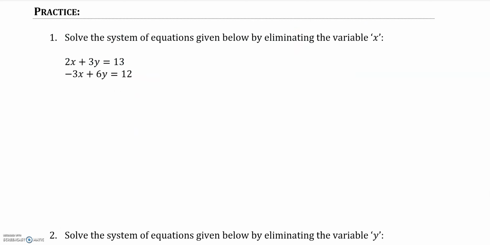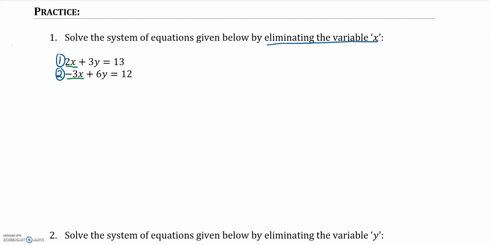Now we're given two equations, and we're told to solve by elimination by eliminating variable x. So instead of having the choice of which variable we eliminate, we're told which one we're supposed to eliminate. If we look at the coefficients of variable x, the first one has a coefficient of 2, and the second has a coefficient of negative 3.